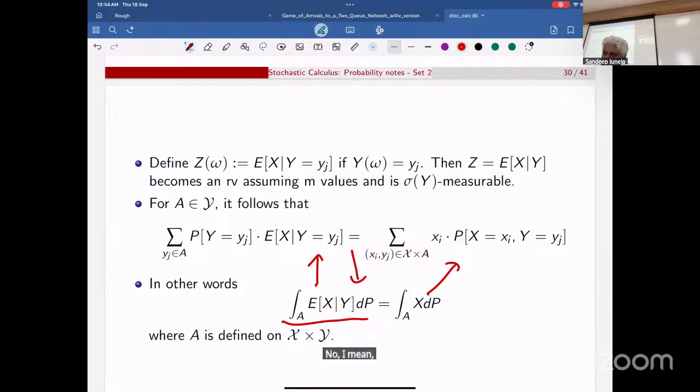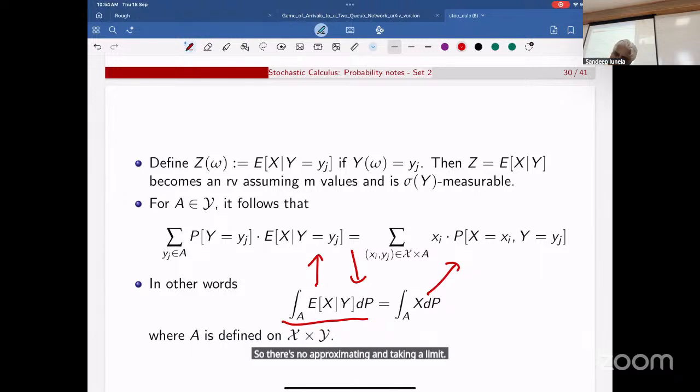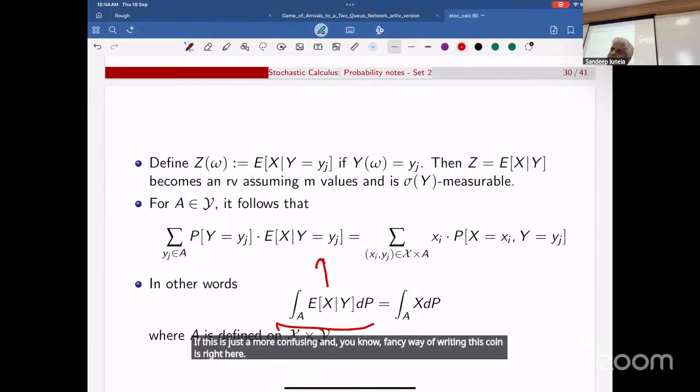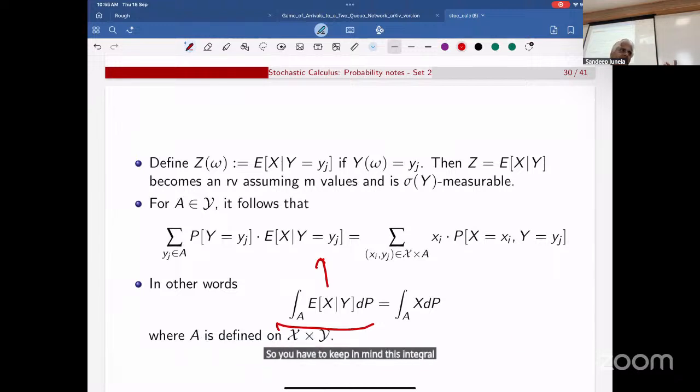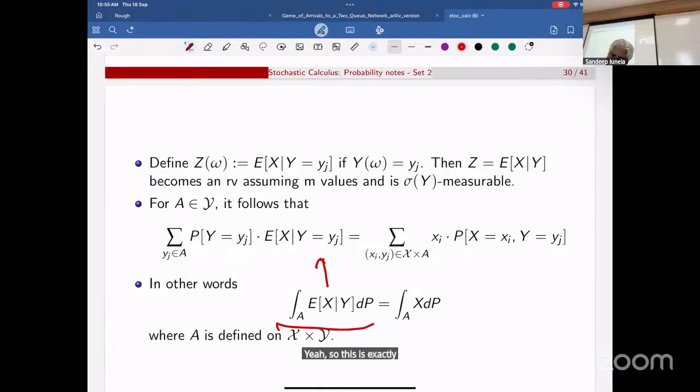Right now we're just talking about discrete variables, so there's no approximating and taking a limit. This is just a more confusing and fancy way of writing this quantity right here. You have to keep in mind this integral x dP, when the random variable x is simple, is just the summation of all the values the random variable takes, weighed by the probability that it takes those values. So this is exactly this quantity. This is a random variable which takes finitely many values. What's the expectation of x given y?